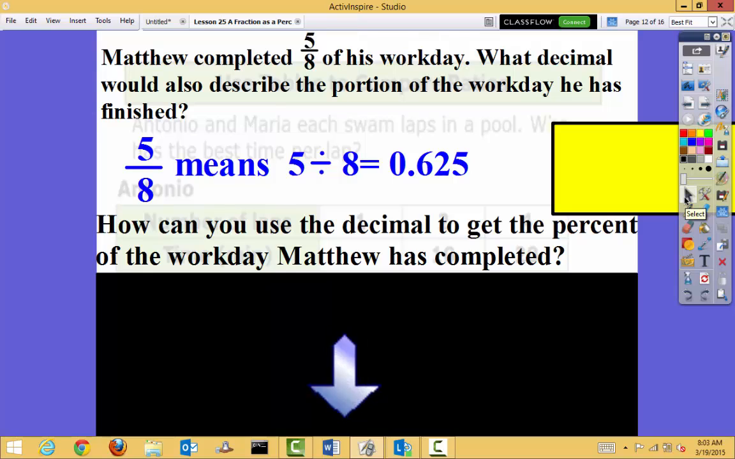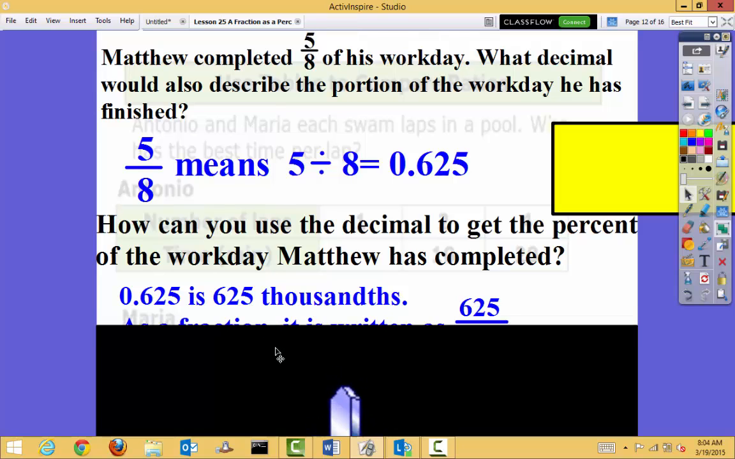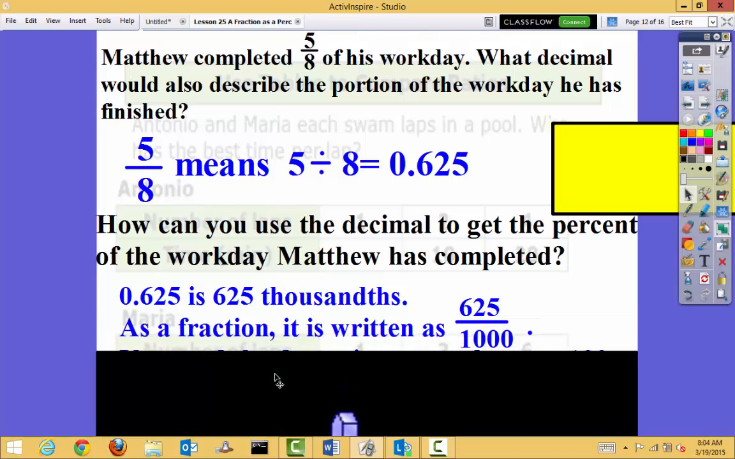How can I use the decimal to get the percent of the workday Matthew has completed? Well, this is going to be really easy. 0.625, what we say is that is 625 thousandths. So when I actually say it out, 625 thousandths, it's really easy to write as a fraction. My 625 goes on the top, and this word lets me know what my denominator is. It's thousandths, so it'll be over 1,000.